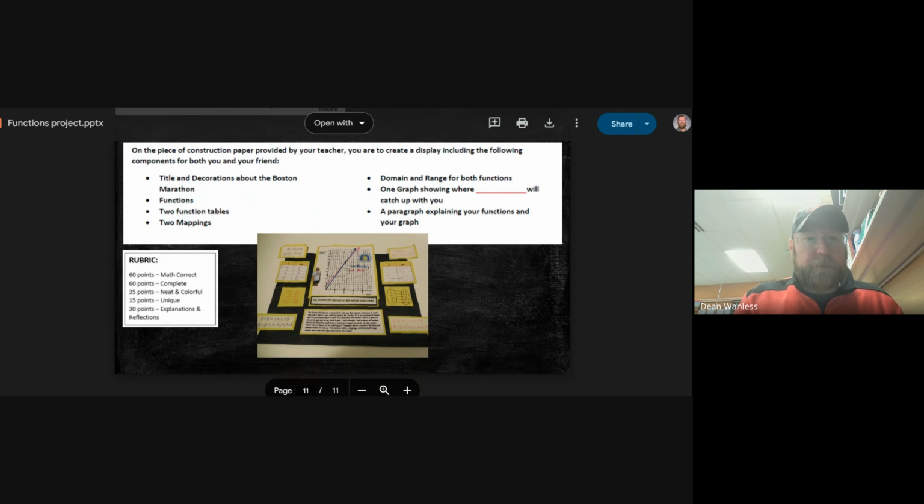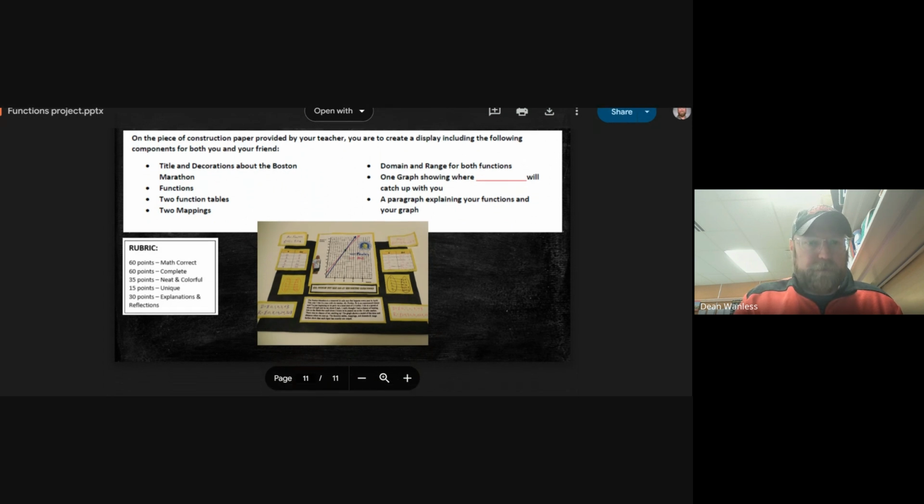On a piece of construction paper provided by your teacher, you're to create a display including the following components: title and decorations about the Boston Marathon, functions, 2 function tables, 2 mappings, domain and range for both functions, 1 graph showing where blank will catch up with you. So this is the break-even point, and a paragraph explaining your function and your graph. Here is the rubric, and once again, I will take the total points and figure out a 3, 2, or 1. And then right here is an example.